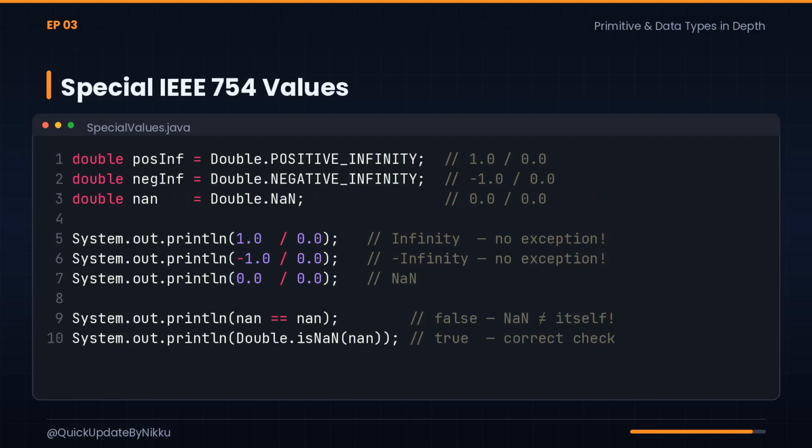IEEE 754 defines special values that have no integer equivalent. Dividing a non-zero floating point number by 0 does not throw an exception, it returns infinity or negative infinity. Dividing 0 by 0 returns NaN, which stands for not a number. The most important trap here is that NaN is never equal to itself. This is mandated by the standard because NaN represents an undefined result, so it cannot equal any value, including itself. Always use Double.isNaN or Float.isNaN to test for NaN, never the equality operator.